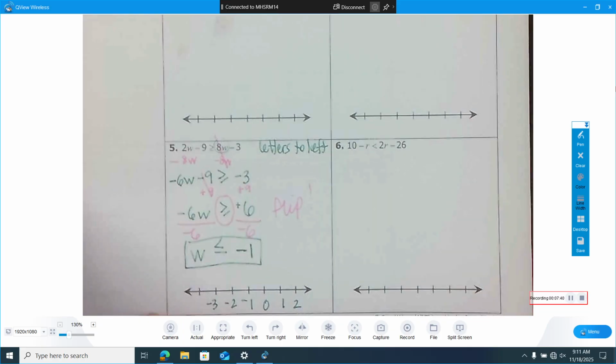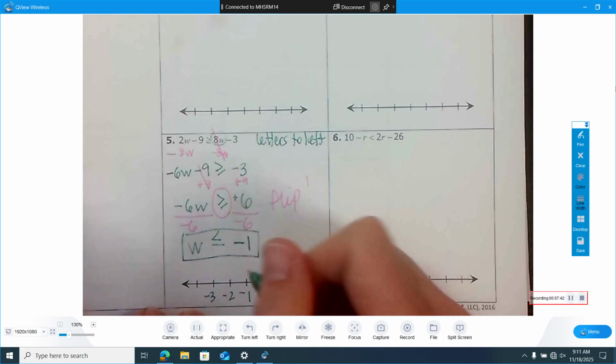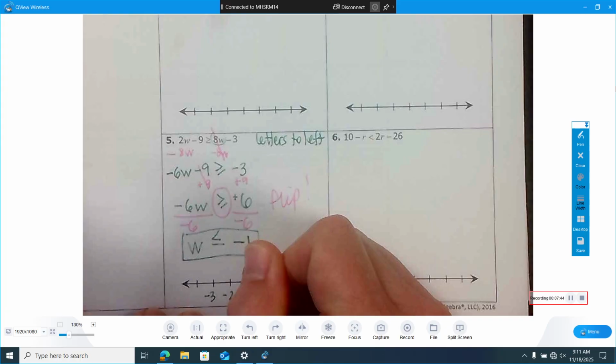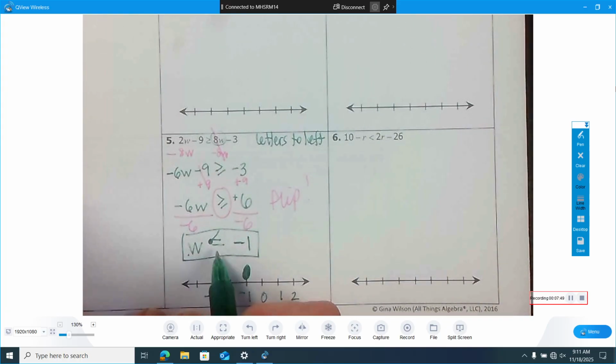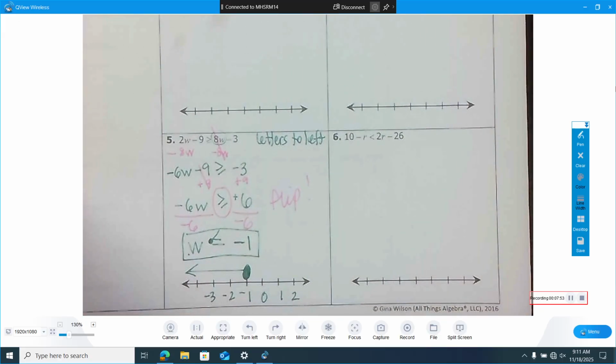Do we want to open or close dot at -1? Close dot, nice solid dot. And this says we want numbers littler, because we are on the little side, so numbers littler would be to the left.